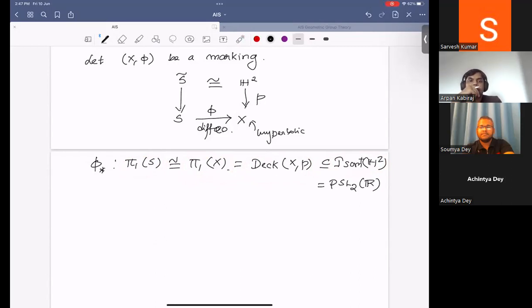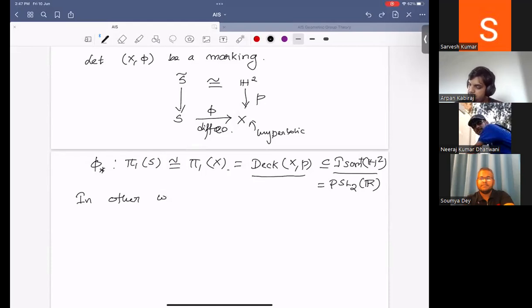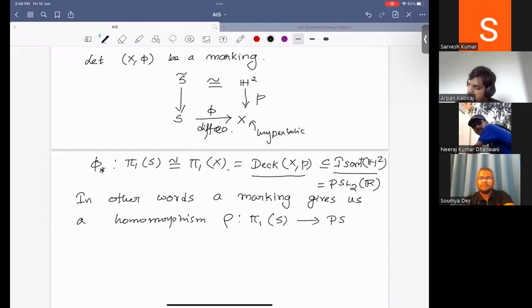Okay. So in short, what do we get out of all this? We get a homomorphism, a map of pi 1 S into the group of all deck transformations, which is sitting inside the isometry group of H2. So in other words, a marking gives us a homomorphism, call it rho, from the fundamental group of S to PSL2R.